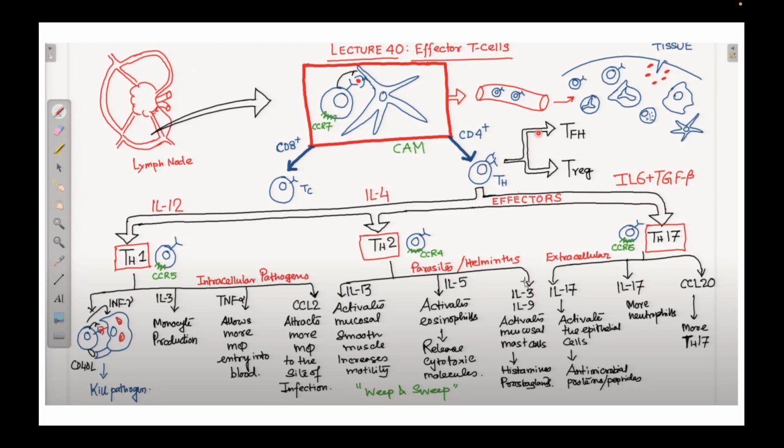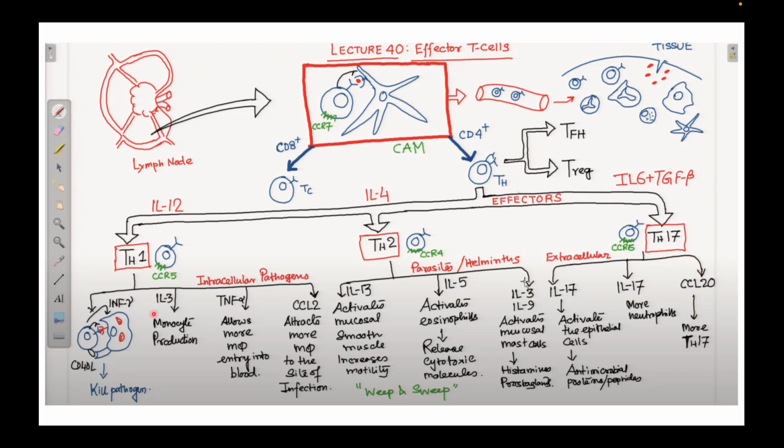So we have the T follicular helper cell, we have the T regulatory cell which has a regulatory function, and then, based on different kinds of interleukins, if the interleukin is interleukin 12, it becomes Th1, helper type 1; helper 2 if IL-4 is secreted; and if IL-6 and TGF beta are in the surrounding, it matures into Th17.